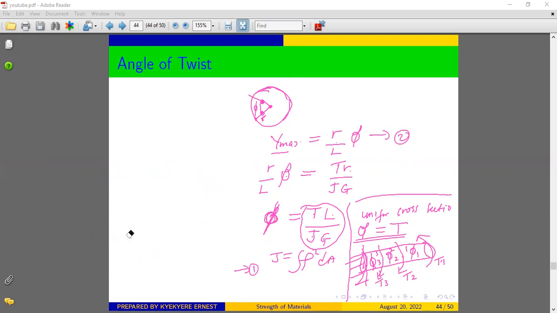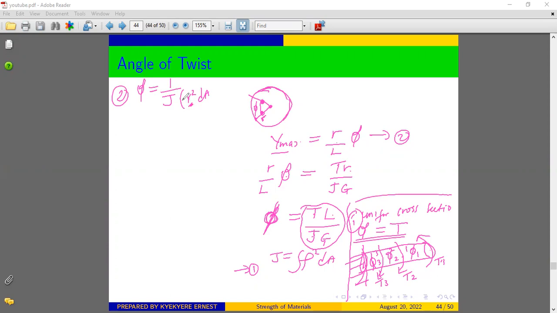So this is condition number 1, when different torques are applied at different portions. Then number 2, we are also seeing that the angle of twist is related to the polar moment of inertia, inversely related to the polar moment of inertia. And we know the polar moment of inertia is r squared dA. It's related to the radius or the diameter.